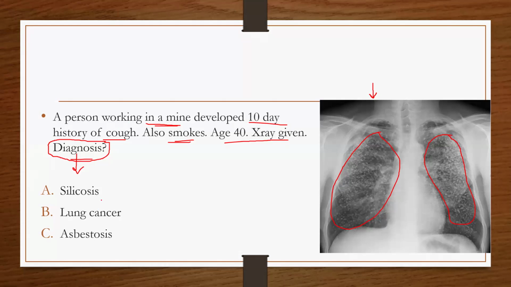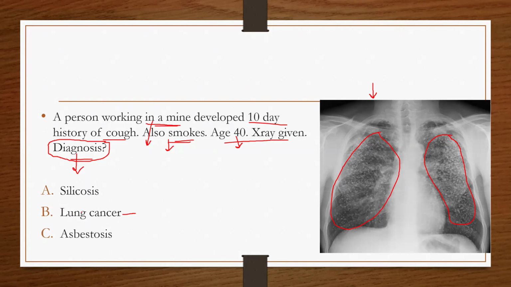So now you have three answers: silicosis, lung cancer, asbestosis. First see whether there are any risk factors for each of these cases. Smoking can be a risk factor for lung cancer. Working in a mine can be a risk factor for occupational lung diseases. Age is middle age going towards the older side. That is not a very profound risk factor for any of these, but for cancer, yes, it can be. So risk factor-wise, you have some clues, but think about the X-ray.